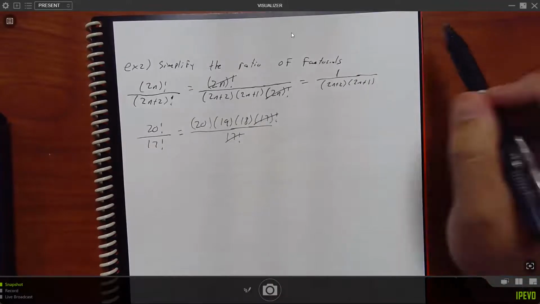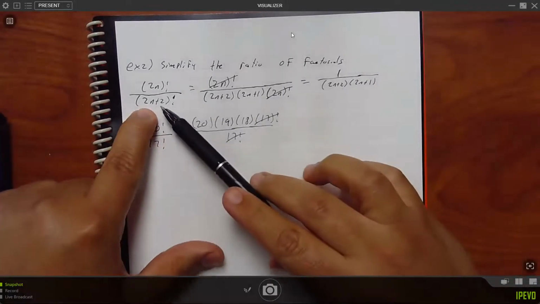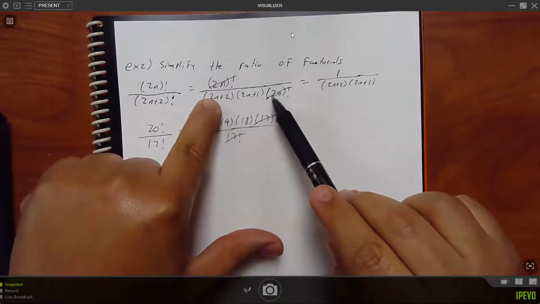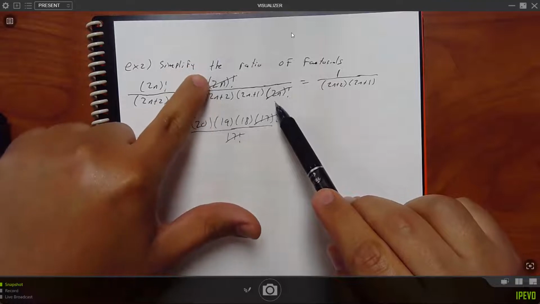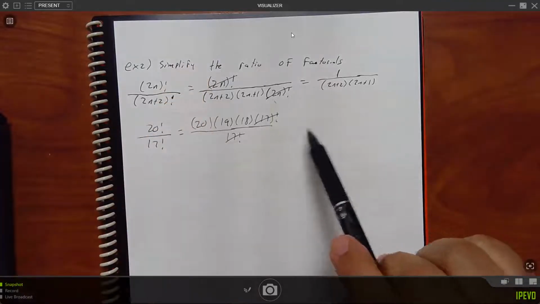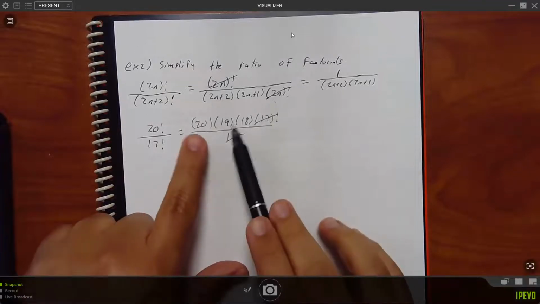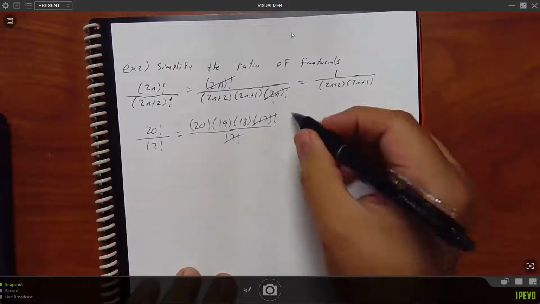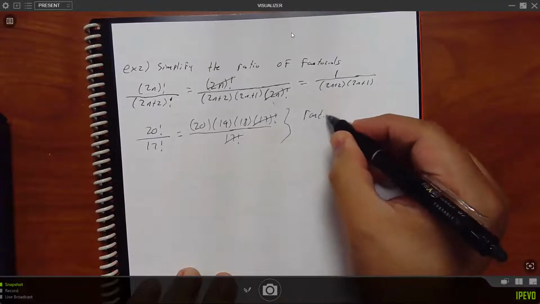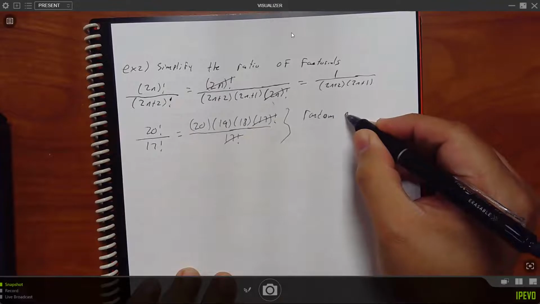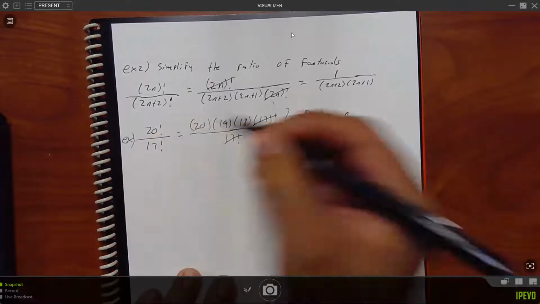Oh, I see. So that's what we did here. We said, well, it's 2 more than the top. So if I expand it 2 times, I can cancel that guy. So now there's no more factorials. That's just some number. That's another example.